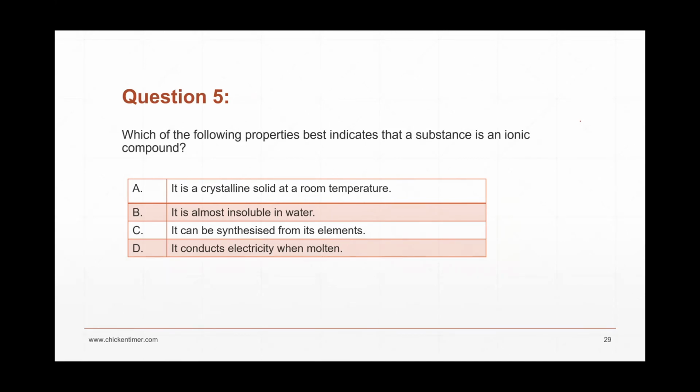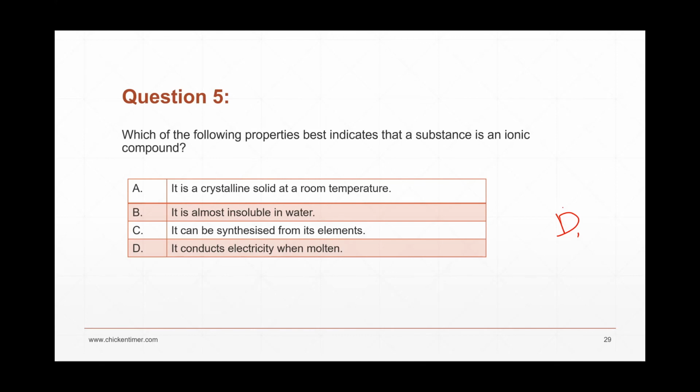Which of the following properties best indicates that a substance is an ionic compound? It conducts electricity when molten. Why can it not be A? Why is the answer not A? Why not A? Because crystallization is used for solids.